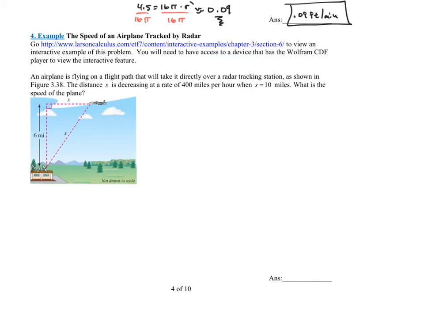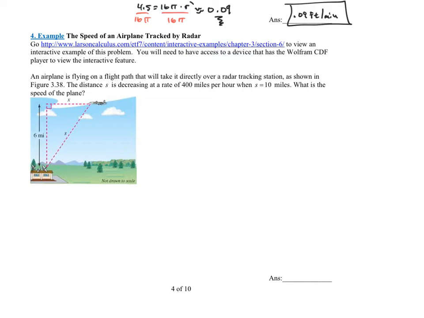It says an airplane is flying on a flight path that will take it directly over a radar tracking station, as shown in figure 3.38. The distance s is decreasing at a rate of 400 miles per hour when s equals 10 miles. What is the speed of the plane? So let's think about this. The plane is traveling in a horizontal direction going towards this area right here. So when we find the derivative, the distance is decreasing, so my rate of change should actually be negative here because the distance is decreasing.